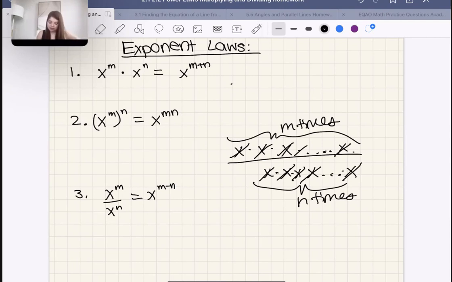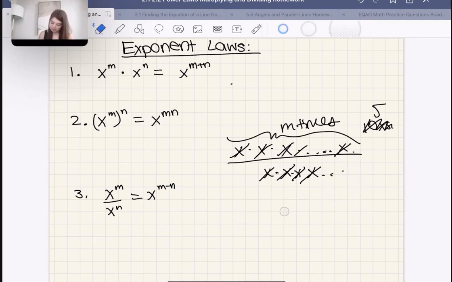We keep canceling until we only have however many are left. So here, let's say m had 10 x's, and this one only had 5 x's. We could cancel out 5 of these with 5 of these, and we would have 5 left. So we would just have x to the power of 5 remaining. It's also possible that maybe n is larger, and in that case we'll have a negative power, which just means that the x's multiplied together will be in the denominator and not the numerator. So that's another possibility as well. Very good.